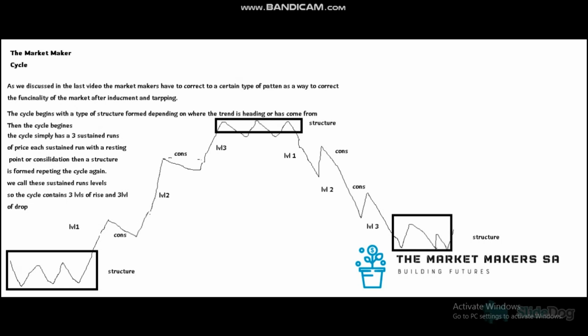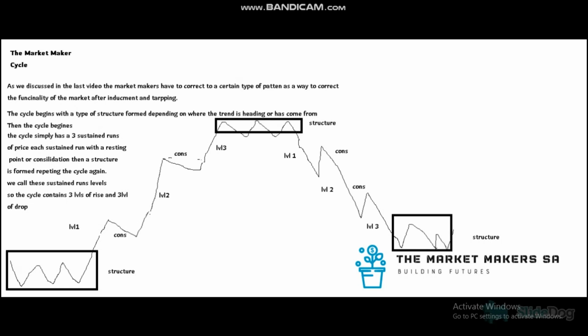Then it gives you level 2, or another sustained run of drop, and then it gives us another consolidation, another resting point, another sideways movement where the market comes to rest, and it gives you your last drop, giving us level 3, and it makes the structure it made previously again. The W, the bottom, double bottom, more or less. And that is the cycle. The cycle just continues like that: level 1, level 2, level 3.